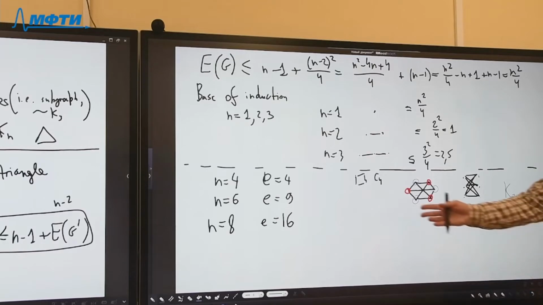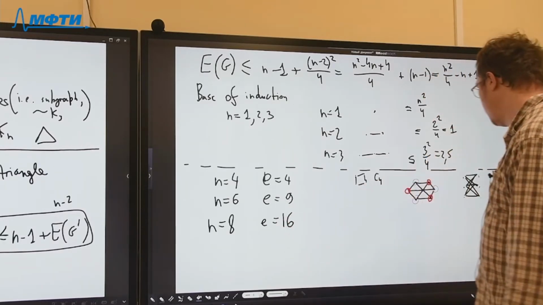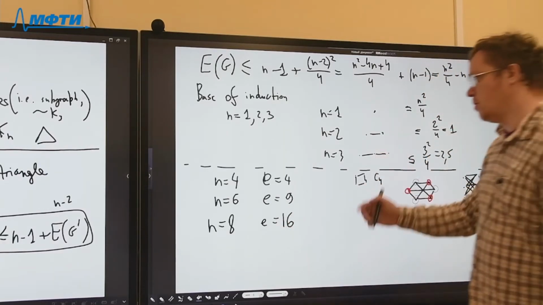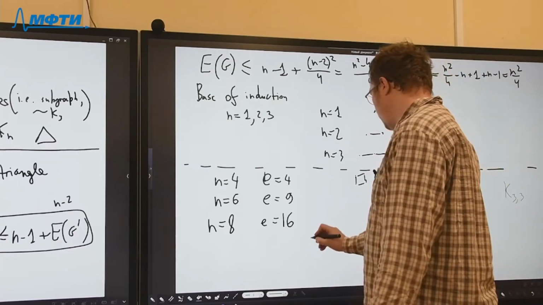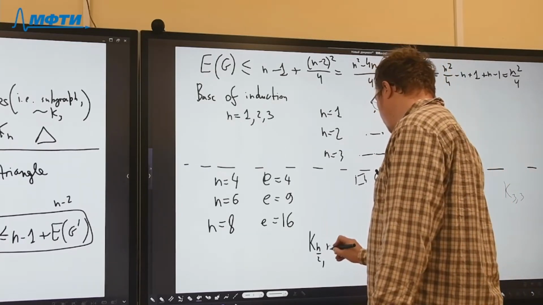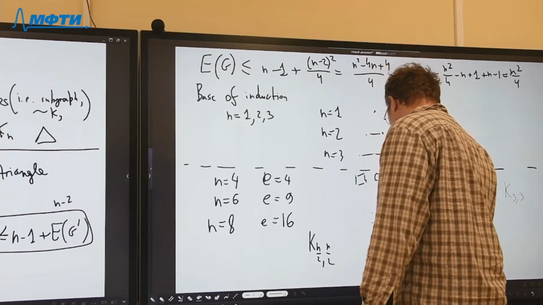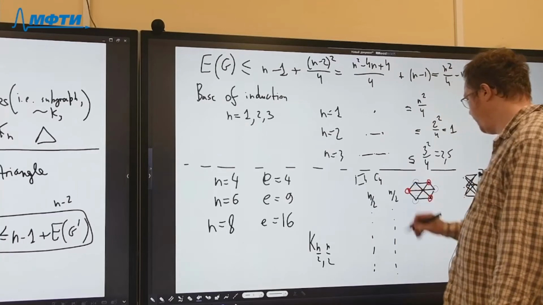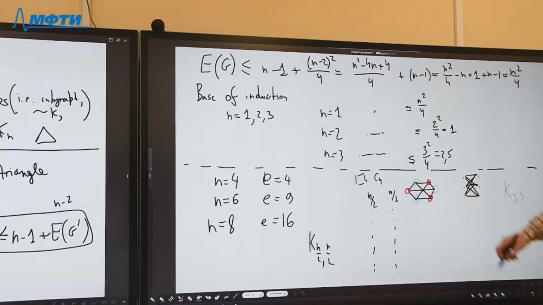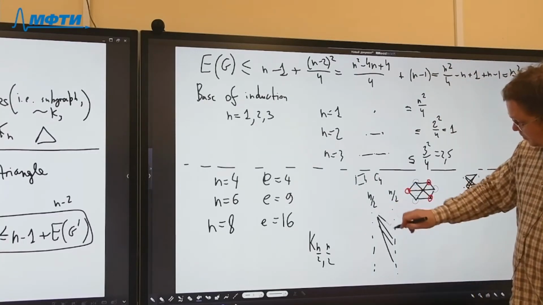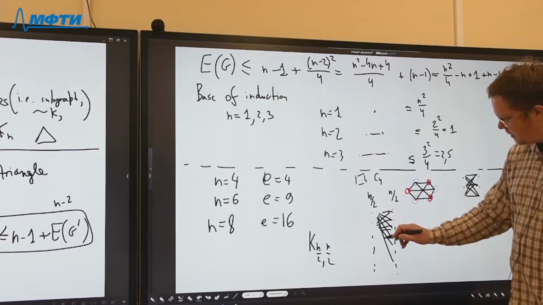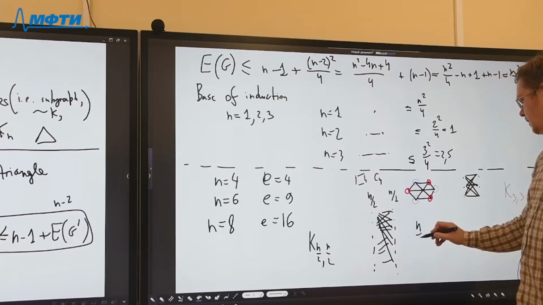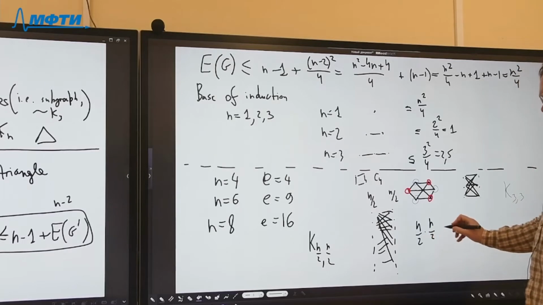So for this graph, we can have K4, and for a graph on n vertices, we can have K of n over 2 and n over 2. If we take two different parts containing n over 2 vertices and provide all the edges between them, then the number of edges will be exactly n over 2 times n over 2, which is n squared over 4, and we don't have triangles.